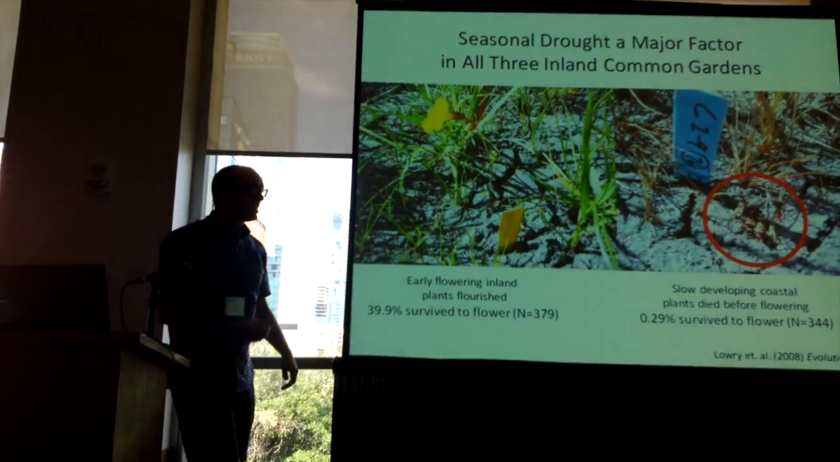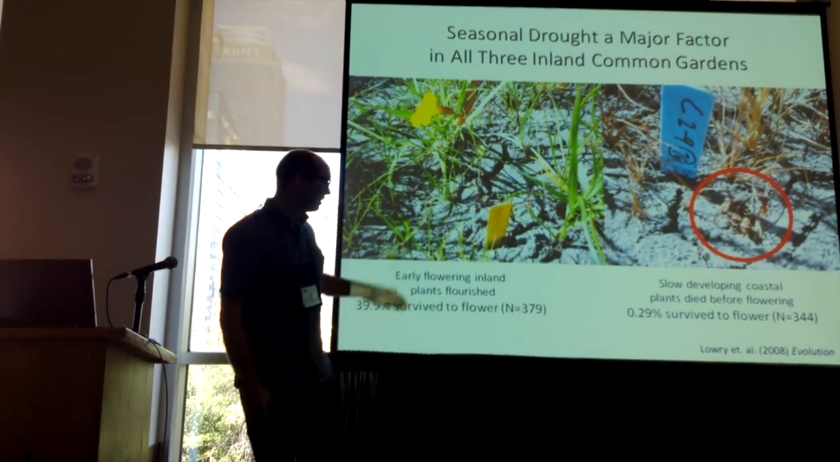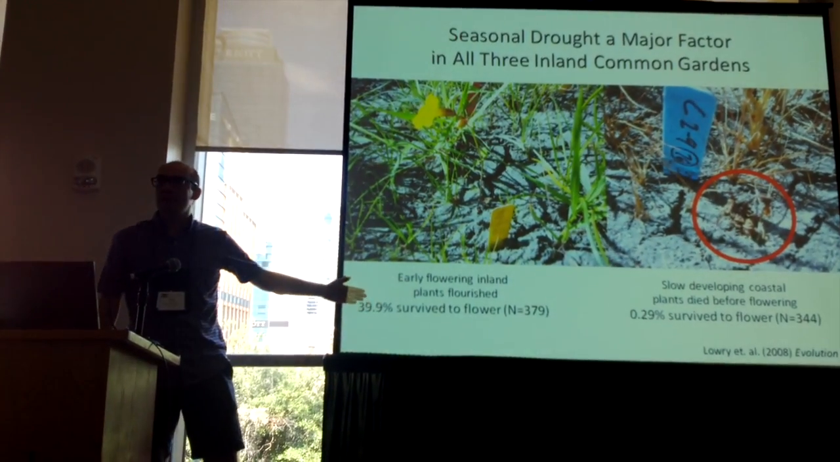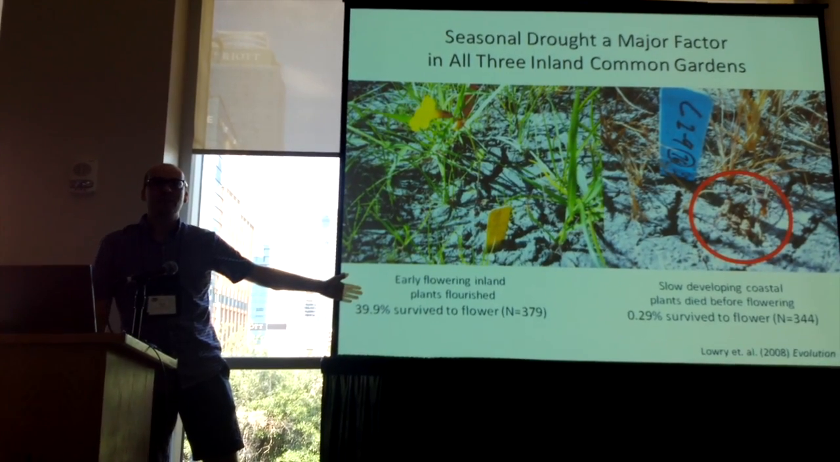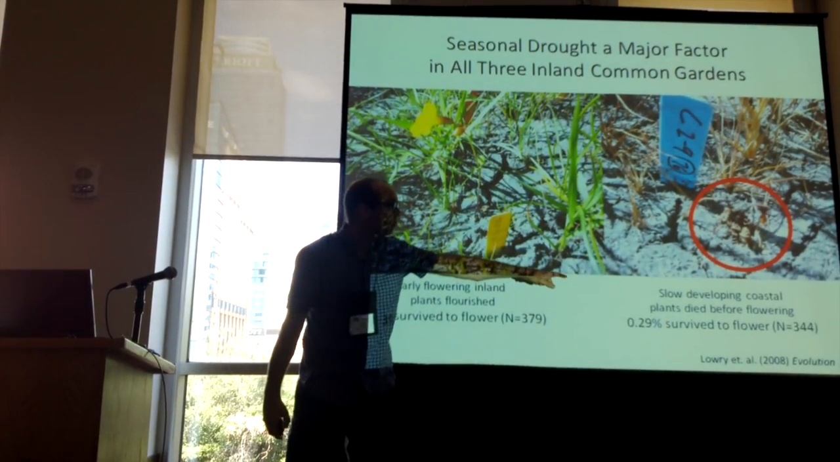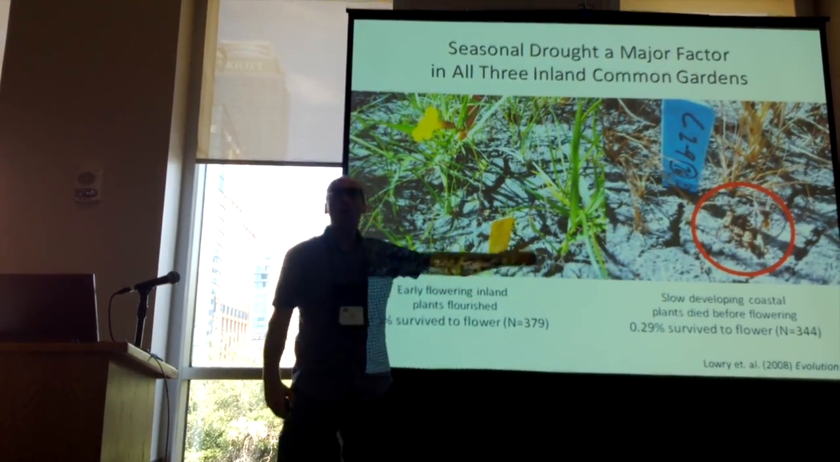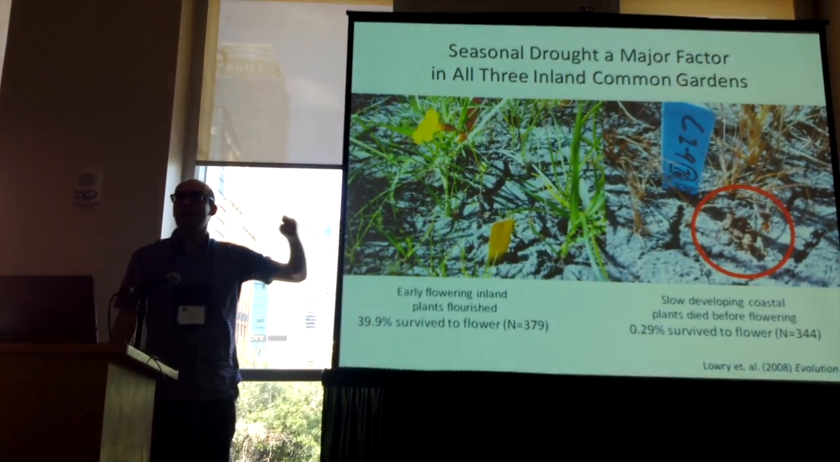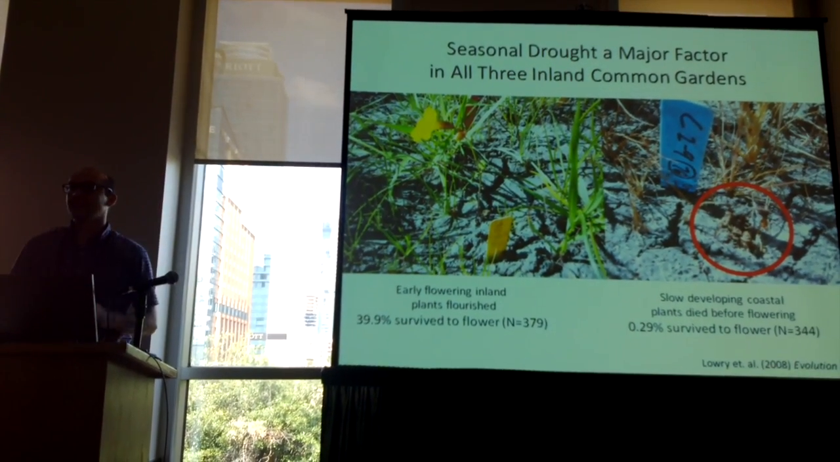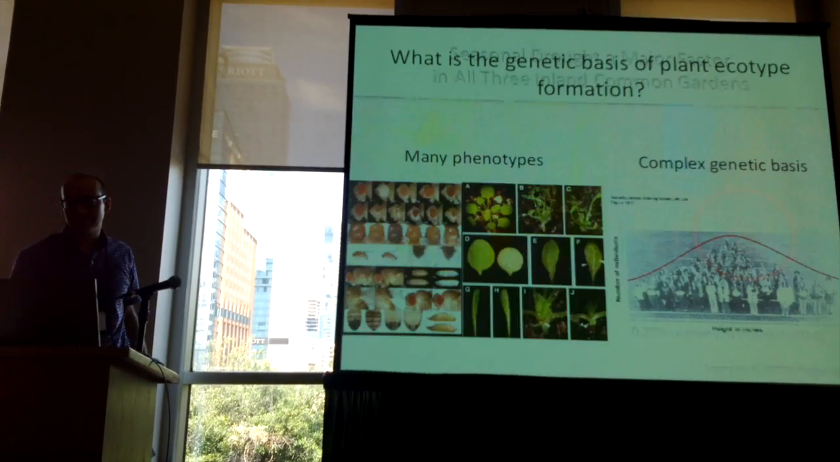And in inland habitat, escape from summer drought is a big deal. So the inland ones, 40% of them survive to flower, but out of 344 coastal plants planted, only 1 plant survived to flower, and it only produced 1 flower. So this is really strong selection.